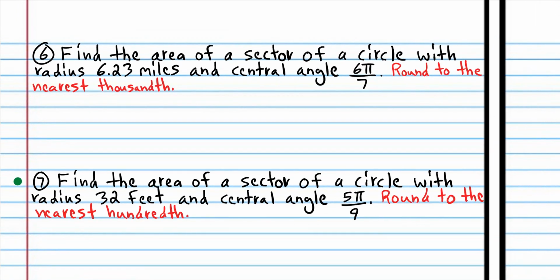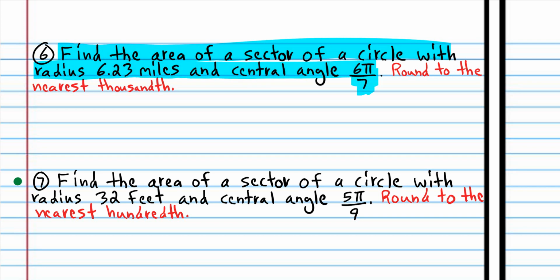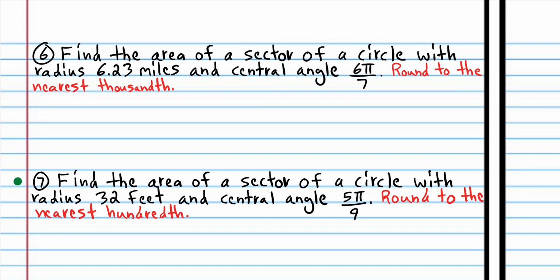Find the area of a sector of a circle with radius 6.23 miles and central angle 6 pi over 7. So the area of a sector is equal to theta in radian units over 2 times r squared. Theta in radian units is 6 pi over 7, and the radius is 6.23 squared.